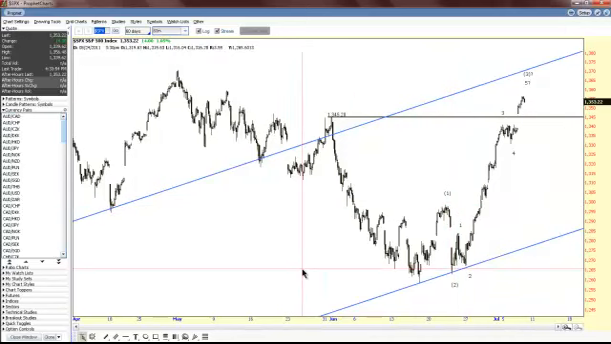I'm looking for a new high. It doesn't necessarily have to. If all the subwaves are in, it could be a truncated fifth. So anyways, that's kind of like what I'm looking at now.